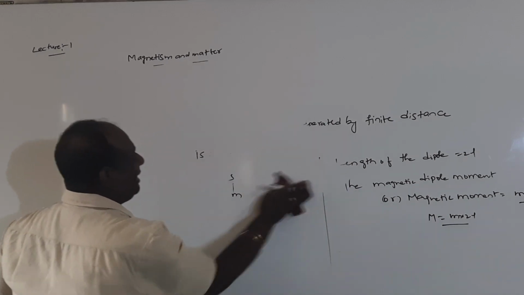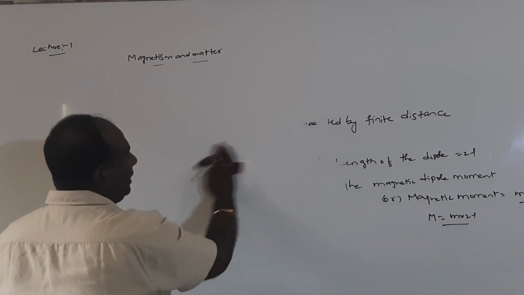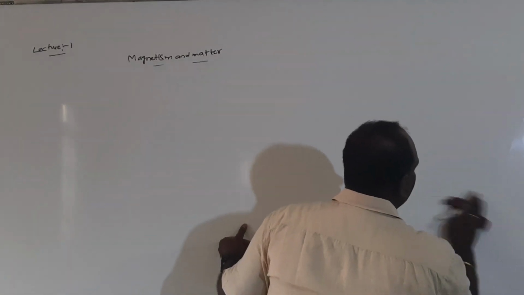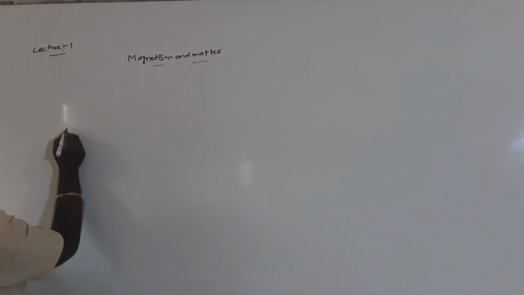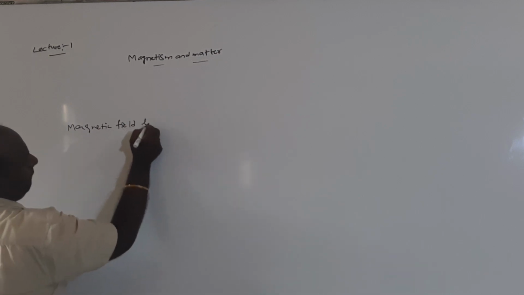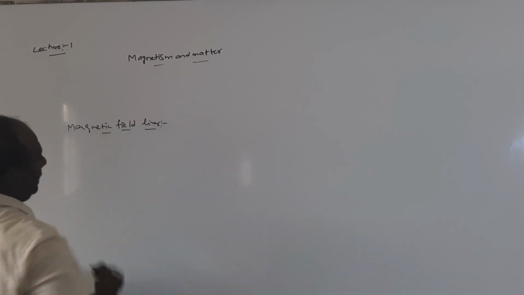Now, magnetic field lines. What is meant by field? We are going to discuss that first, then we can discuss magnetic field lines. Irrespective of magnetic field or electric field, I want to explain the field. What is meant by field? The region or space around a body. If you consider an electric field, that is a charged body. If you consider a magnetic field, that is a magnet. The region or space around a magnet in which its influence is present.